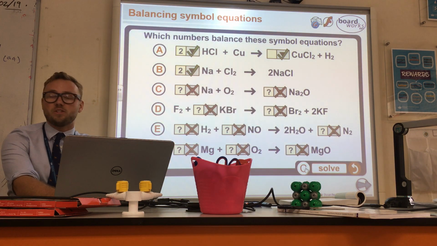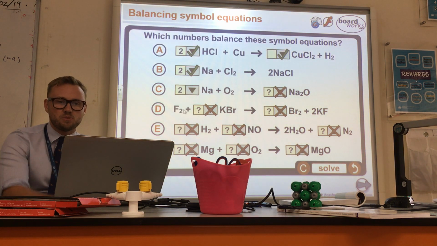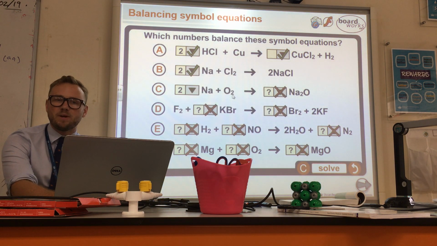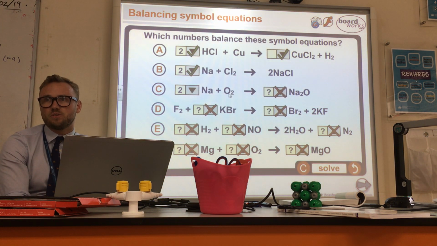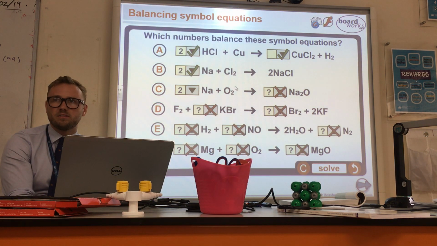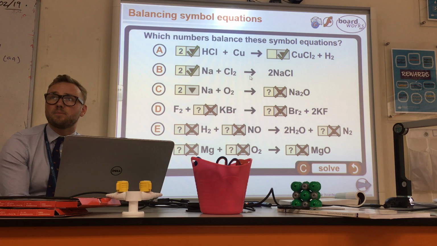Right, what about the next one? Ishita, what's the issue? Can you do any on the left? Okay, let's do that. So we need 2 there, but we have a problem. That balances that up, but then we have too many oxygens. So I could halve the oxygen, but it doesn't work very well. So what am I going to do? I need to balance my oxygens up first. Leave the sodium for a second. How do I balance my oxygens up?